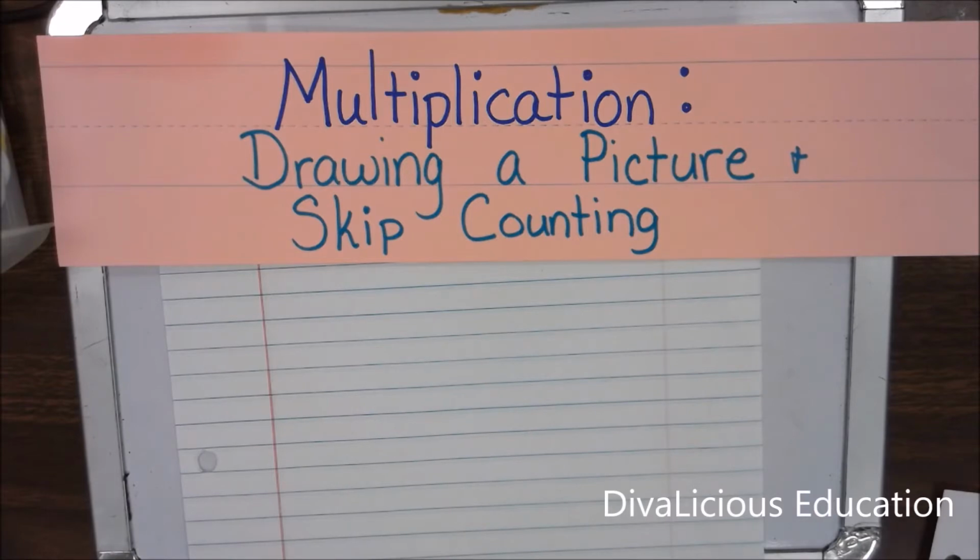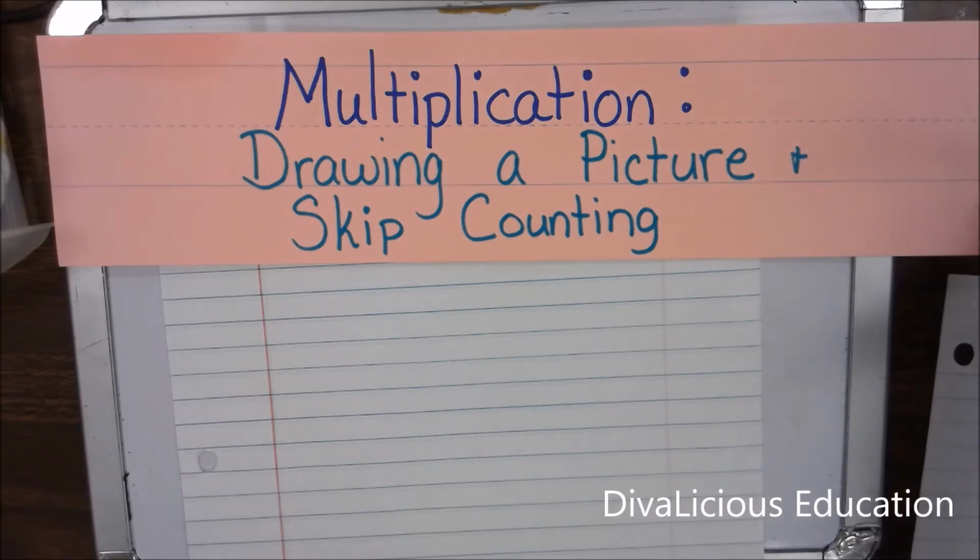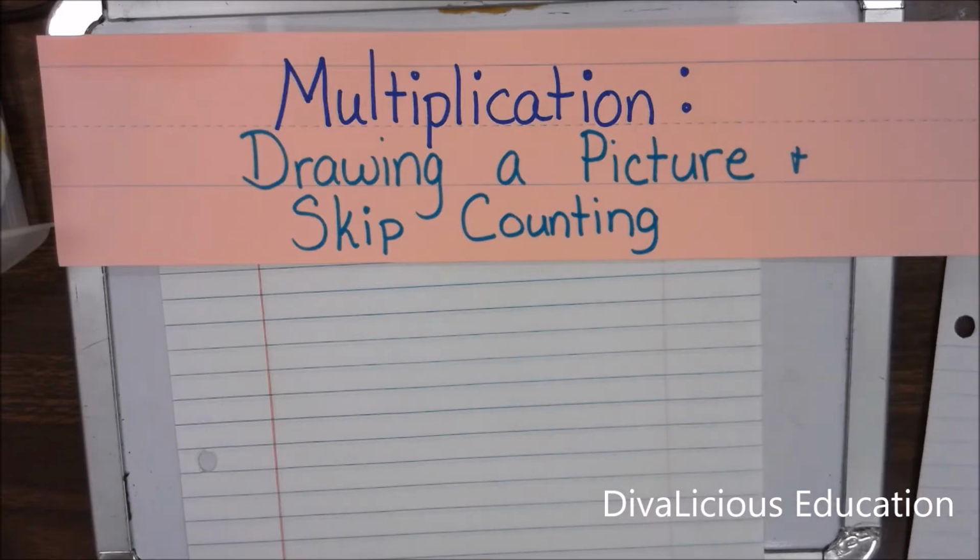Hi guys, today we'll be working on multiplication by drawing a picture and skip counting. I usually start our multiplication unit with the draw a picture strategy because the visual multiplication is more concrete and it gives students a better understanding of what it means to multiply.